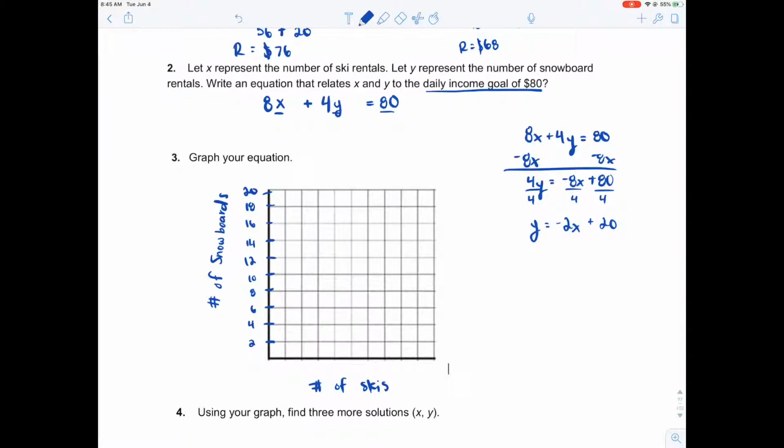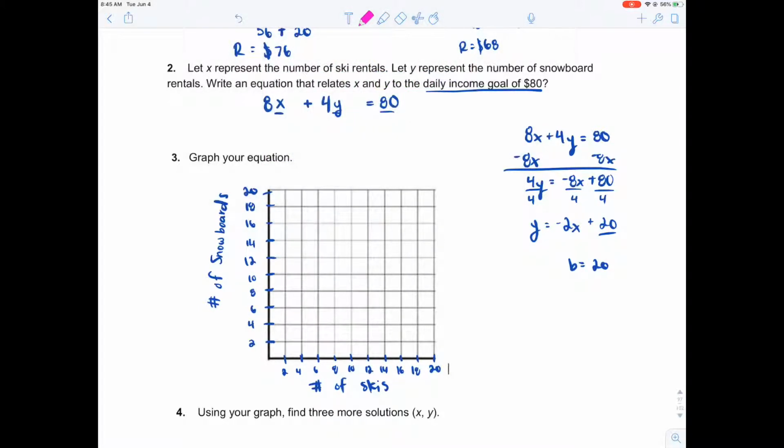Then let's see, how am I going to label this? I think I'm also going to label the x-axis by 2's. So we have 2, 4, 6, 8, 10, 12, 14, 16, 18, and 20. Okay, let's go ahead and graph this. So my y-intercept seems to be at (0, 20). So b is at 20.